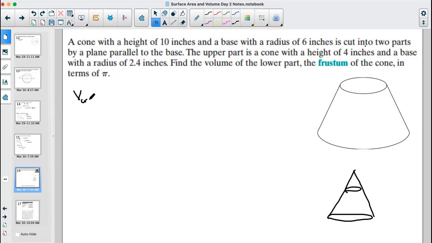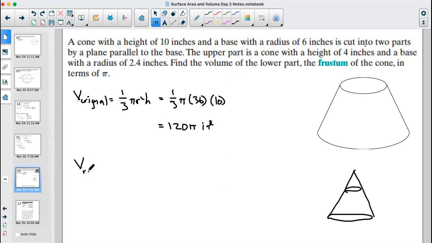So we'll say the original volume is 1/3 pi r squared h, which is 1/3 pi. The radius was 6, so it's times 36. The height was 10. 36 divided by 3 is 12, times 10 is 120. So originally it was 120 pi inches cubed. And then the upper part is a cone with a height of 4 and a base with a radius of 2.4. Yeah, that makes sense. Okay.